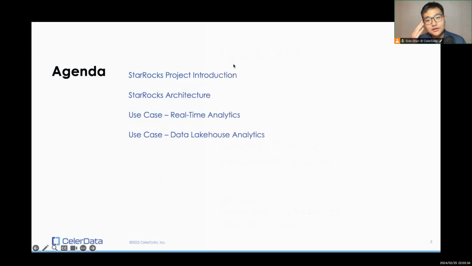So first, let's go over the agenda, what we're gonna talk about today. First is a high-level introduction to the StarRocks project. And then we're gonna dive into StarRocks architecture and how StarRocks can be deployed and used for different kinds of use cases. And then we're gonna dive into the actual use cases. First is real-time analytics, and the second is data lakehouse analytics.